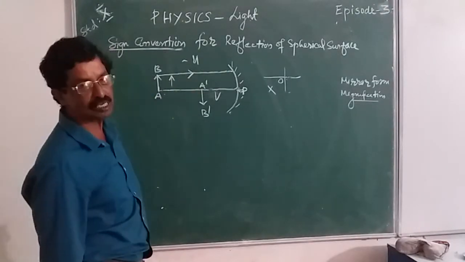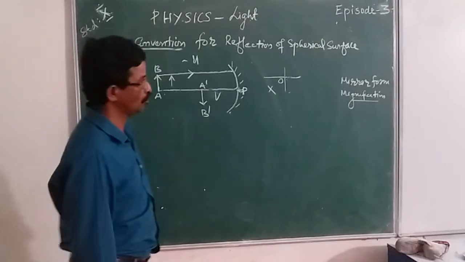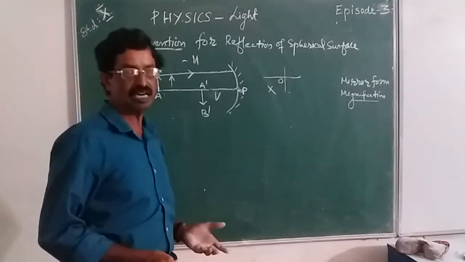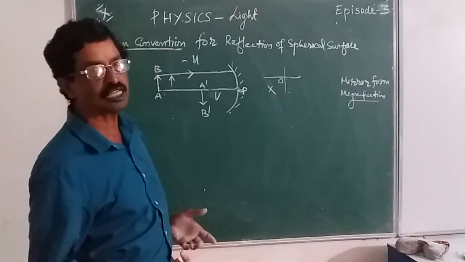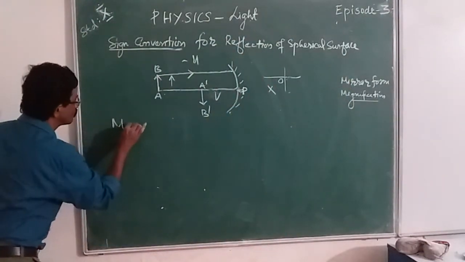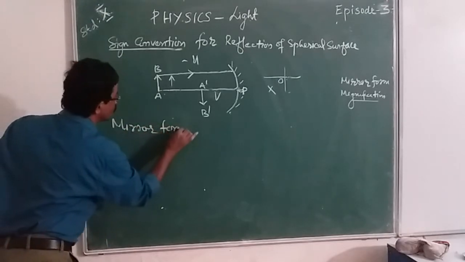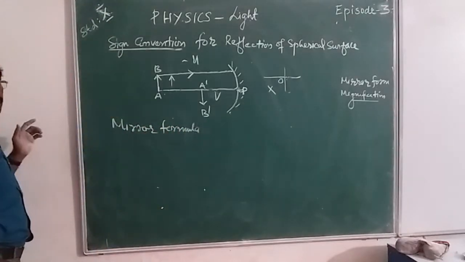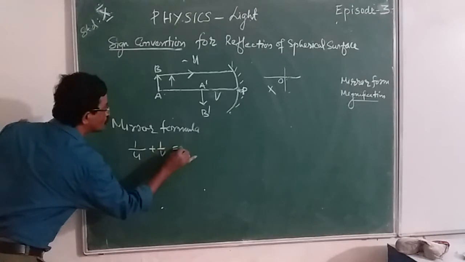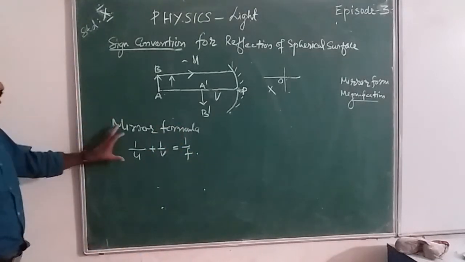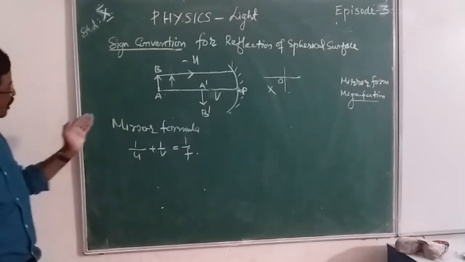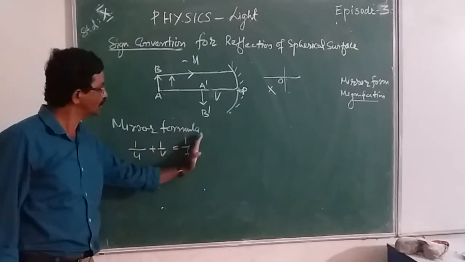And we know f is the focal length. By connecting these three, we can find any one value if we know the other two values. For that we use the mirror formula. What is the mirror formula? It is 1 by u plus 1 by v is equal to 1 by f. This is the mirror formula. By using this relation, we can find any one of the values if we know the other two.